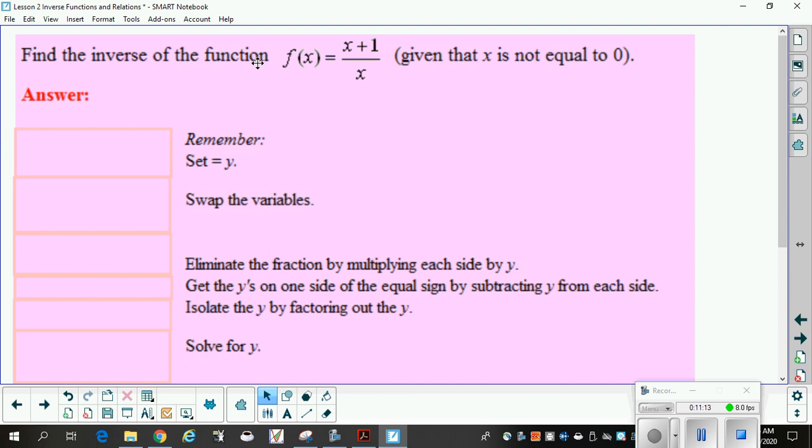Okay, take a moment if you want and pause the video. I have what you need to do here. Try finding the inverse of this. Go ahead, pause the video and try it.